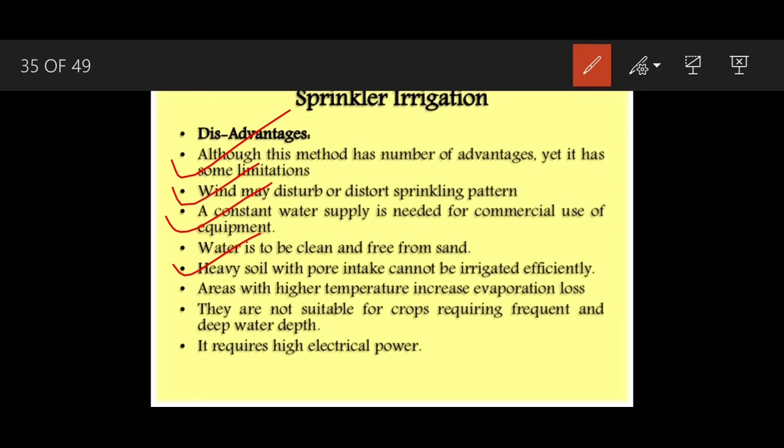Then in areas of high temperature, the rate of evaporation will be high, so there will be loss of water. So whatever water is being given by the sprinklers will evaporate quickly, and they will need more water. So this will put a burden on this mode of irrigation. So children, sprinkler irrigation is not suitable for areas with a high rate of evaporation, or areas with high porosity of soil. So like this, there are other disadvantages.